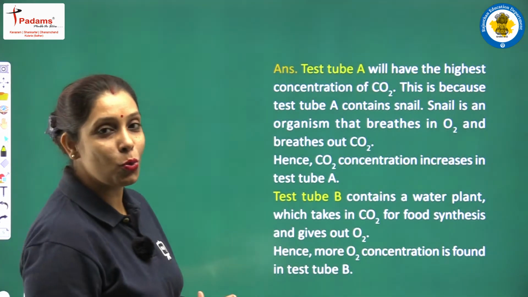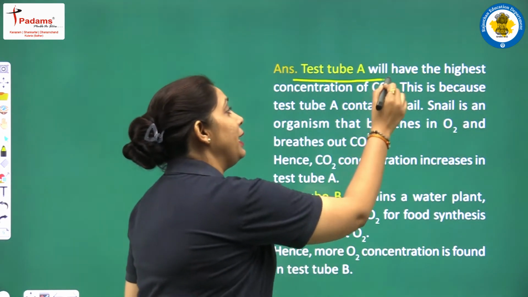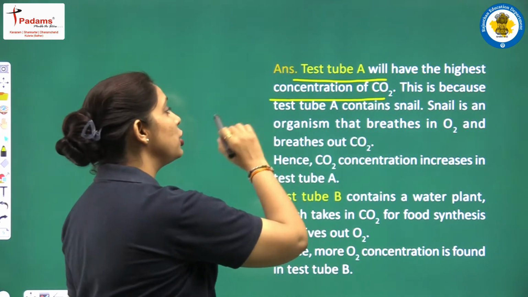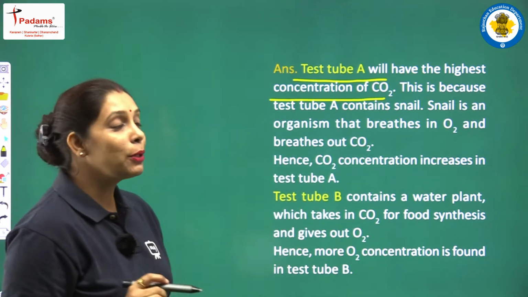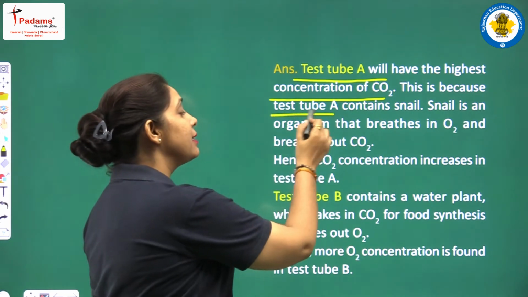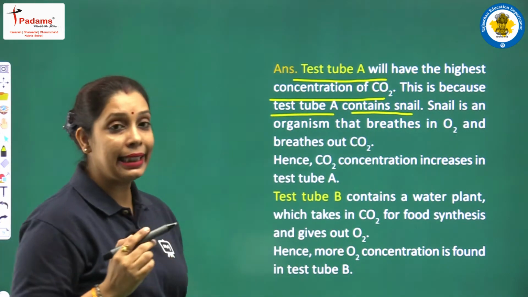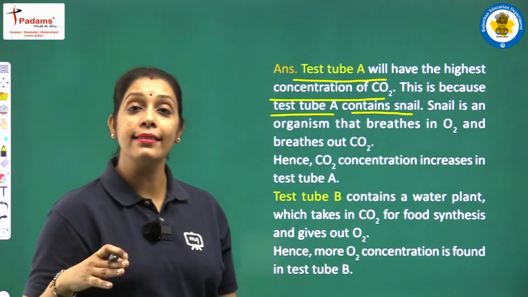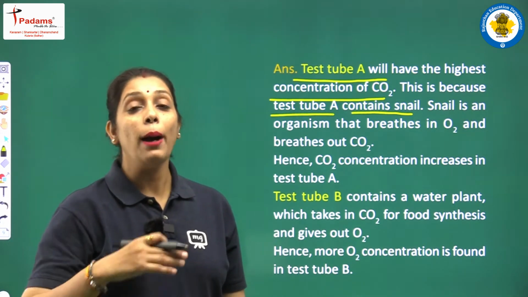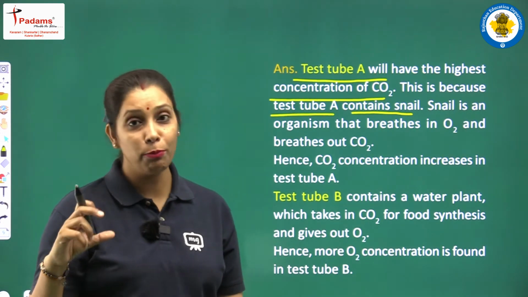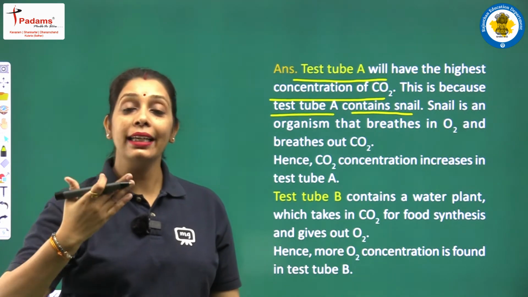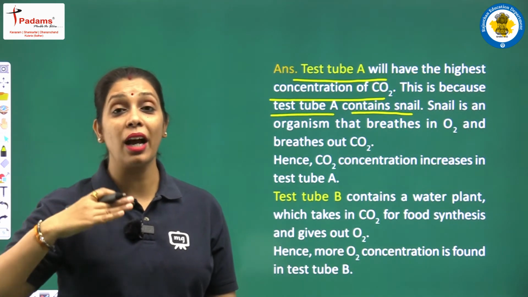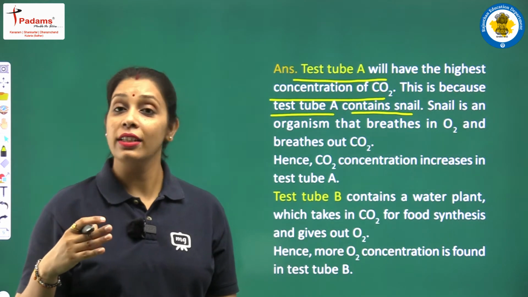We will write in this way. Test tube A will have the highest concentration of CO2. This is because test tube A contains snail, और हमें पता है snail क्या है? It is an organism. It will take oxygen and release carbon dioxide. अब टेस्ट ट्यूब के अंदर क्या है? सिर्फ पानी है. It will take that dissolved oxygen from air, but it will release the carbon dioxide. Isn't it fine?